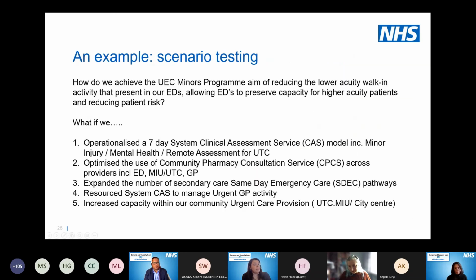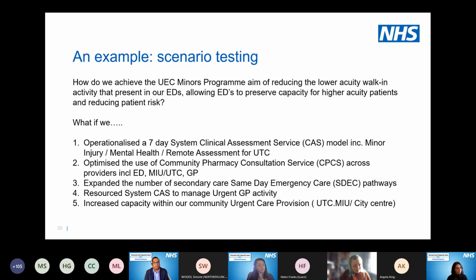We have piloted, we have supported one ICS to use system dynamics for their elective recovery plan. That's not for Waveney, and that ICS is going to be presenting that project to you in 2 weeks' time. But we are also now starting to use system dynamics for UEC, for urgent and emergency care services.